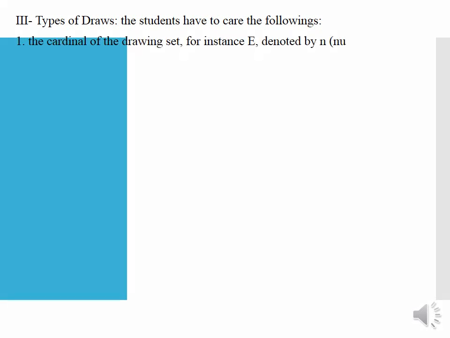Now the main points in this chapter, the types of draws. The students have to take care of the following. First, what is the cardinal of the drawing set? For instance, for set E, we denote the cardinal of the set E by n, the number of elements of the set E. n should be finite. The number of elements of E in this chapter should always be finite.